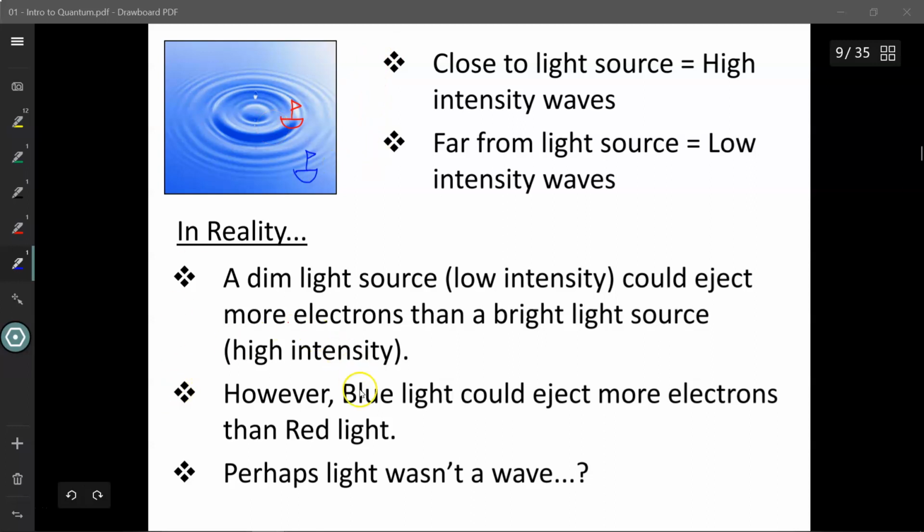Furthermore, they found that blue light could eject more electrons than red light. So it wasn't the intensity or the amplitude of the wave, but rather the frequency of the wave that results in determining how many electrons are ejected out of the material.